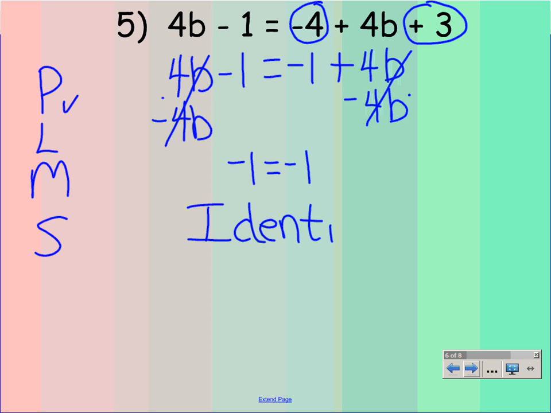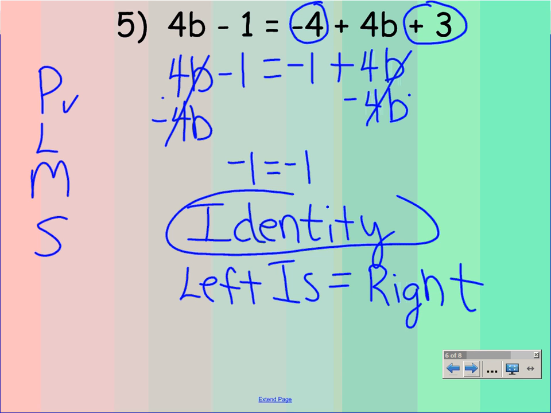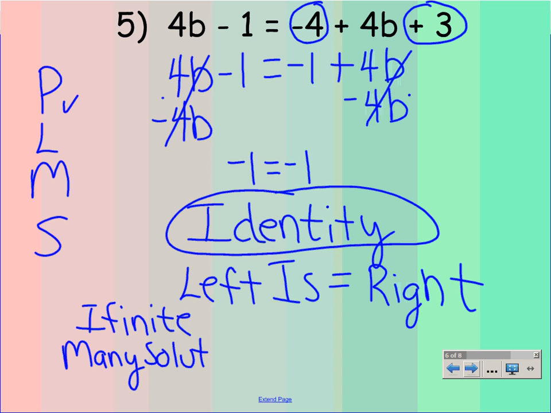So that means that we call this identity. What does identity mean? That's when the left is equal to the right. And the left is equal to the right, we call that identity. You might hear infinite many solutions, meaning the solution set goes on and on and on, or maybe just many solutions. All of those are possibilities. For today, we're going to concentrate on identity.